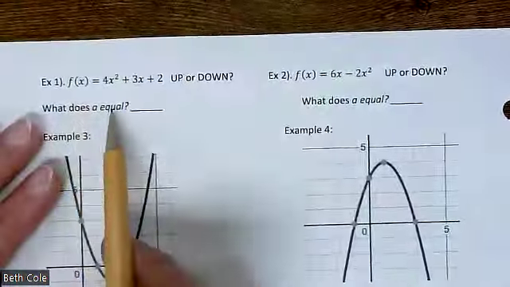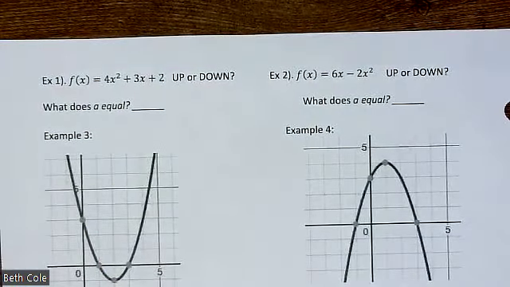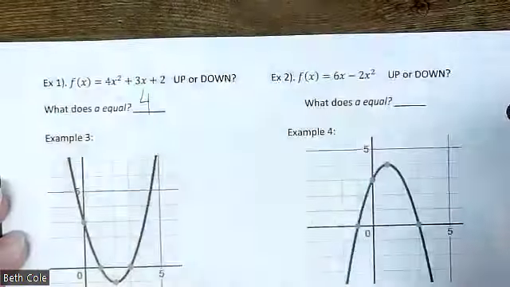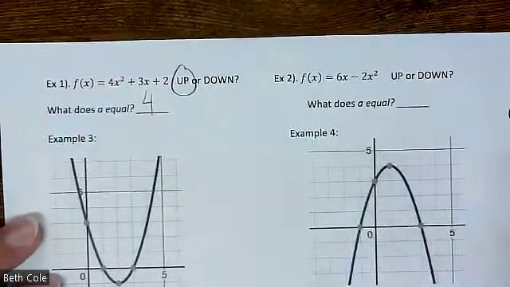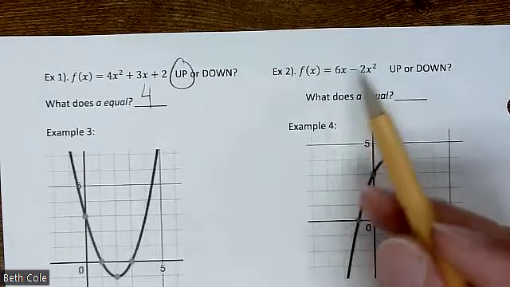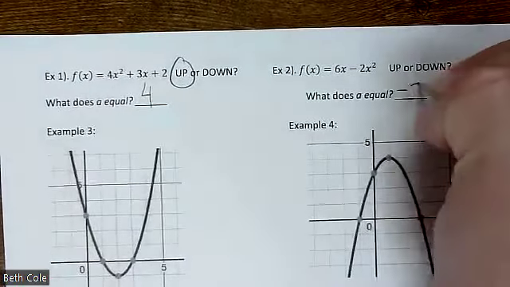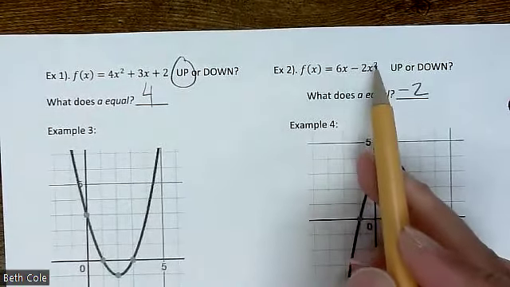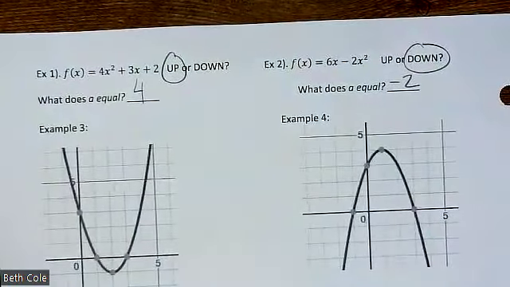So looking at this one, what does A equal? What's the number in front of the x squared is all that is. 4. Is 4 positive or negative? Positive, so it's going to open up. That's all that there is to it. In this one, what does A equal? Now, this one's jumbled up. It's the number in front of the x squared. -2. Good. Do you see how it's written the other way around? You have to look for the x squared part. So since that's negative, it would open down, facing downwards.